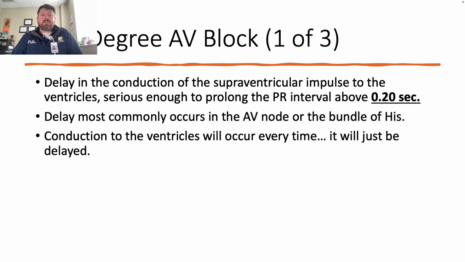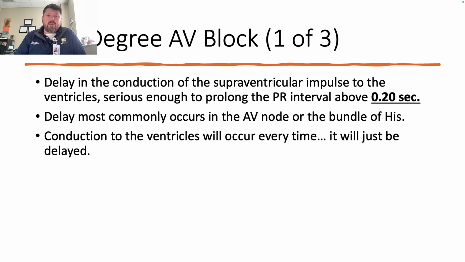Moving to the first degree AV block. First degree AV block is a conduction delay. It is not actually a rhythm itself, but it is an identifying feature of a rhythm. Remember, before we move on, you'll always have an underlying rhythm when you're identifying a first degree AV block. So it's a delay in the conduction of the supraventricular impulse to the ventricles. It's serious enough to prolong the PR interval above 0.20 seconds.